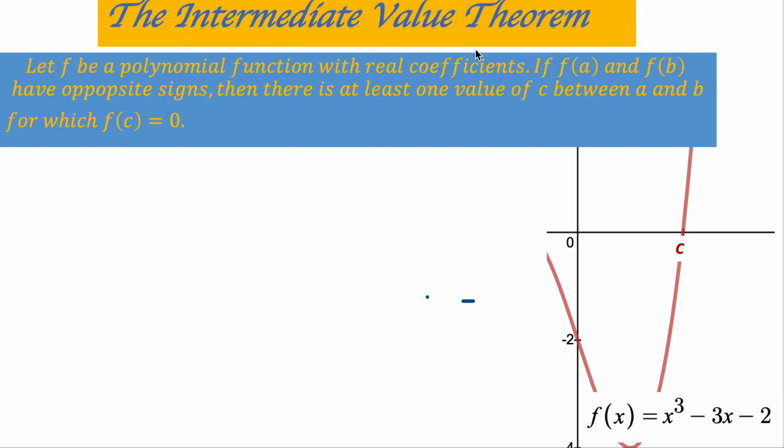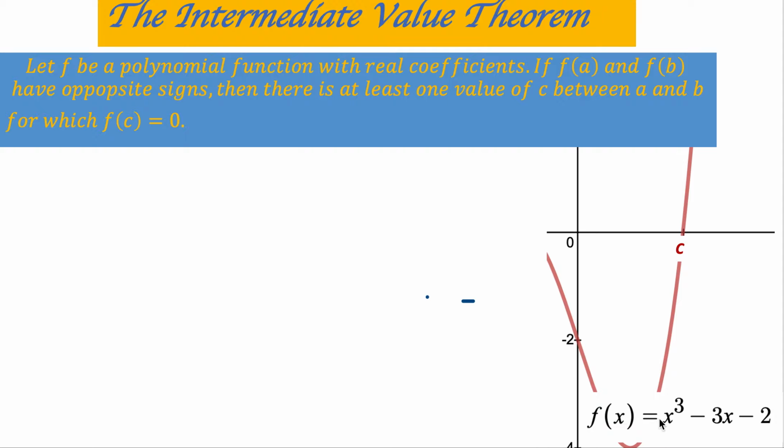The Intermediate Value Theorem: let f be a polynomial function with real coefficients. If f of a and f of b have opposite signs, then there is at least one value of c between a and b for which f of c is equal to 0. So let's try here to prove this theorem with a simple proof.